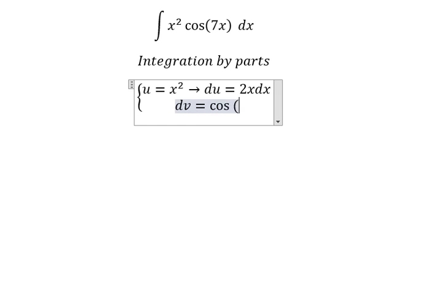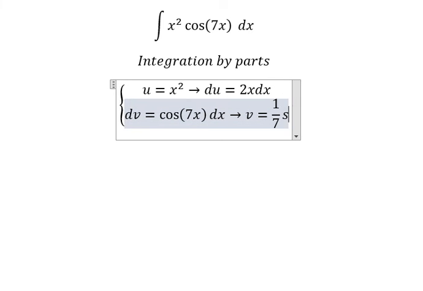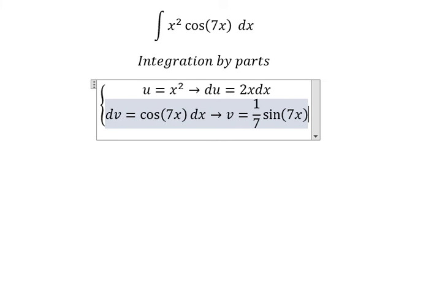For dv we have cosine 7s ds. The integration of this one gives v equals 1 over 7 sine 7s. Number 7 is the coefficient of s.